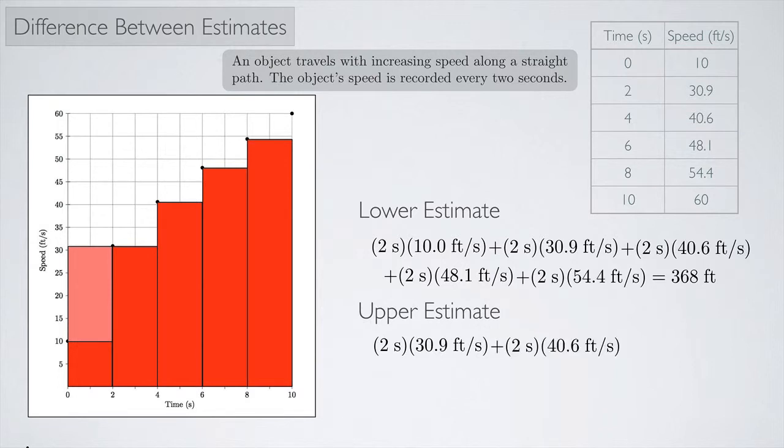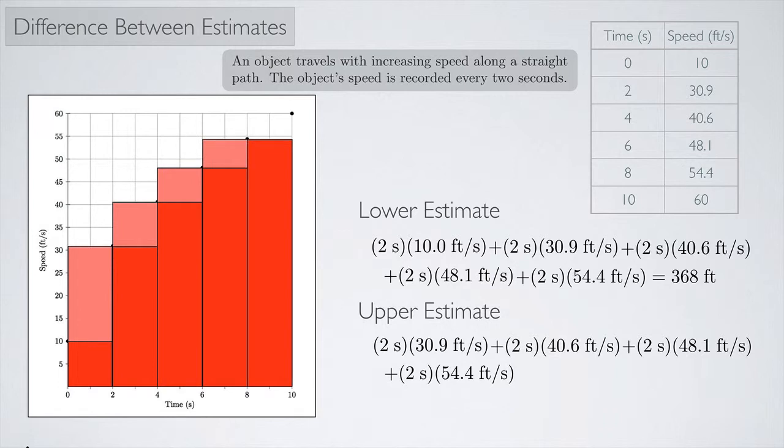Next, we have 40.6 times 2. So now that would be the next one over. And so we add in this little rectangle. And then we have 48.1 times 2. That adds in this little rectangle. Then we have 54.4 times 2, that adds in this rectangle. And finally, we have 60 times 2, and that adds in this little rectangle right here. And that gives us 468 feet for an upper estimate.